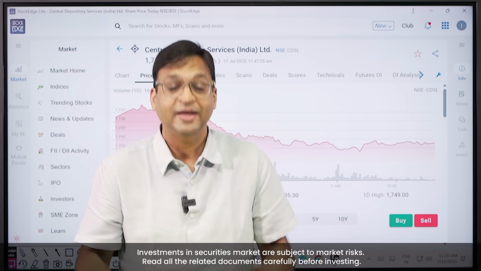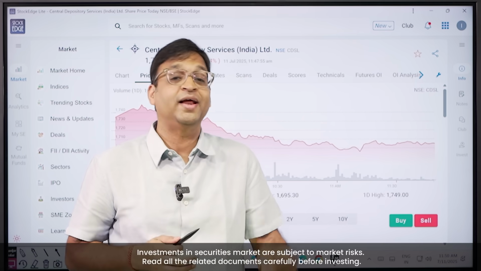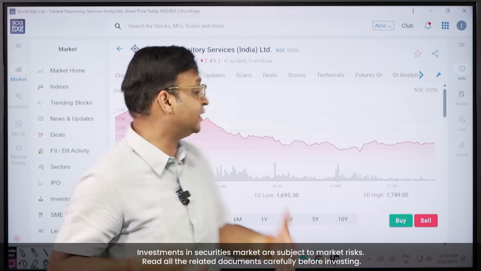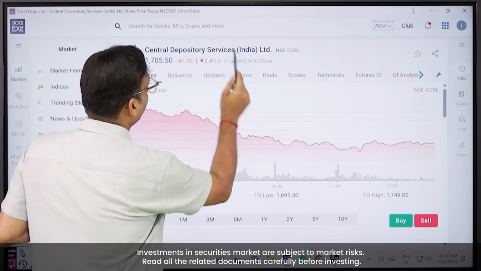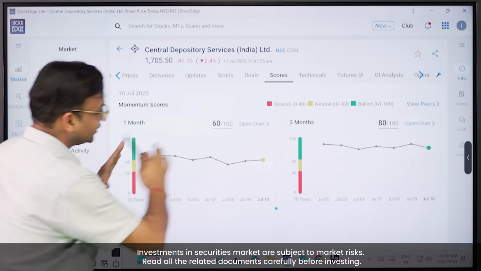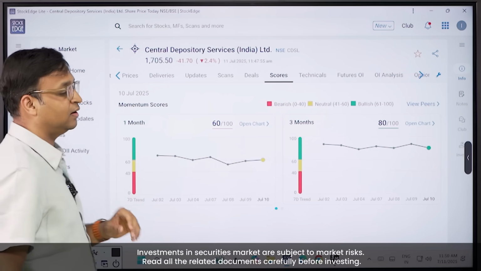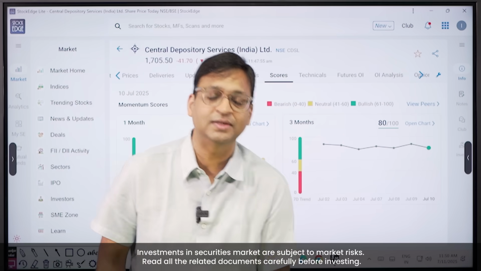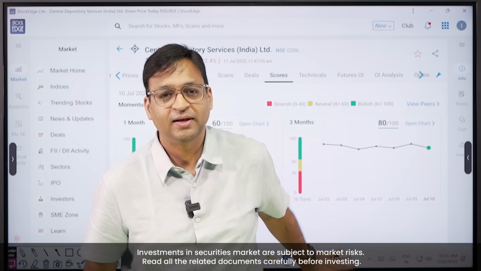I hope you're getting my point. Stop seeing the price. If you have not taken the trade based on price, so if I have taken the trade based on this momentum indicator, then my decision to exit a stock should be from this indicator.